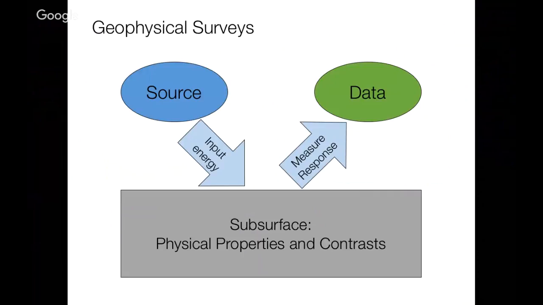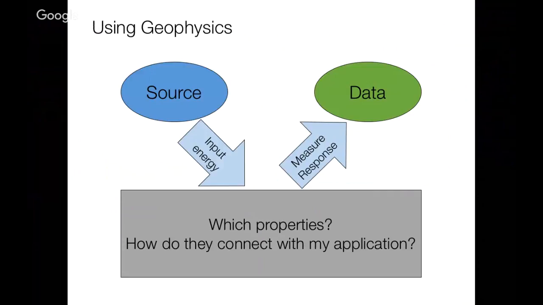What we ultimately want to do is have a problem that's connected with the Earth. We're going to set up the source, measure some data, and try to infer something about what's going on. So the question then is, which properties are we talking about, and how do they connect with my particular application?